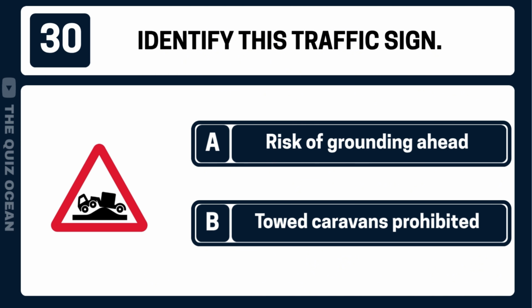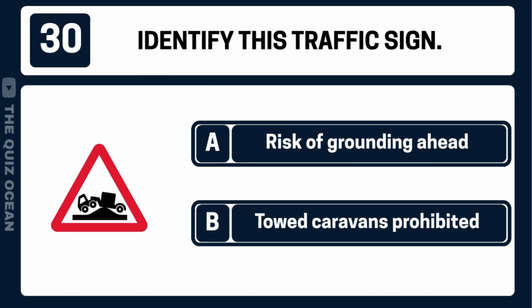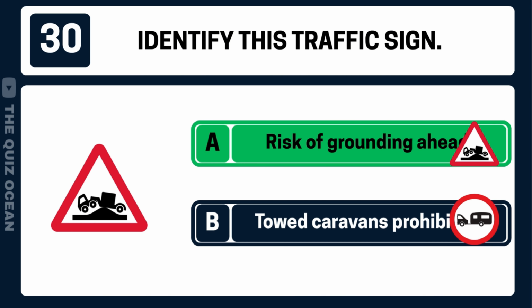Identify this traffic sign. A. Risk of grounding ahead. B. Towed caravans prohibited. The answer is A. Risk of grounding ahead.